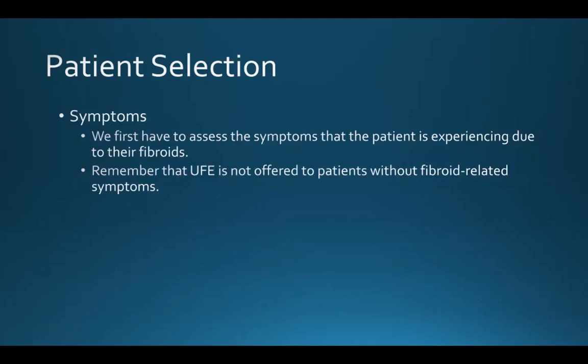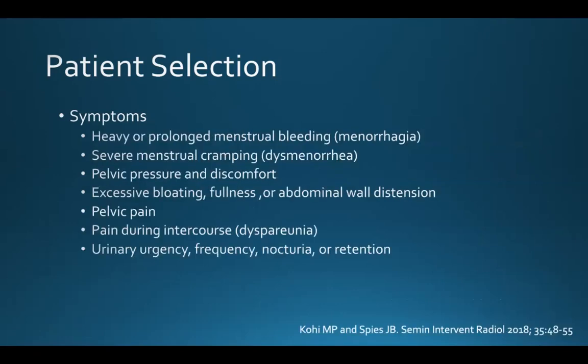When you see a patient in your office, you first have to assess the symptoms that the patient's experiencing due to their fibroids. And the reason for this is that we tend not to offer a UFE to patients without fibroid-related symptoms. These symptoms generally include menorrhagia, or heavy, prolonged menstrual bleeding, dysmenorrhea, or severe menstrual cramping, pelvic pressure and discomfort, excessive abdominal fullness or bloating, pelvic pain, dyspareunia or pain during intercourse, and then urinary symptoms such as urgency, frequency, nocturia, or retention.